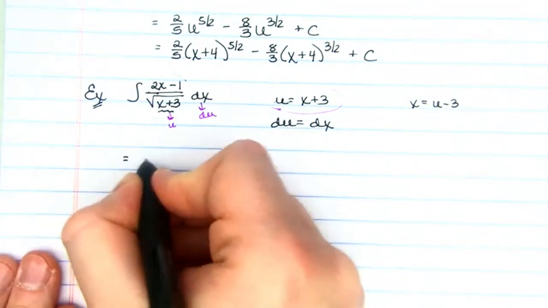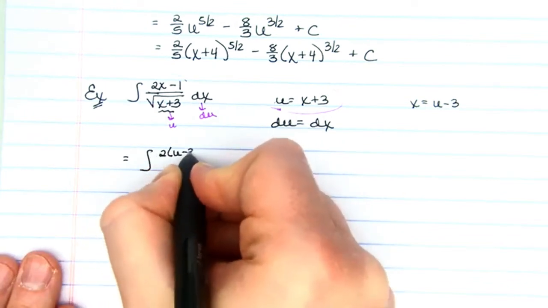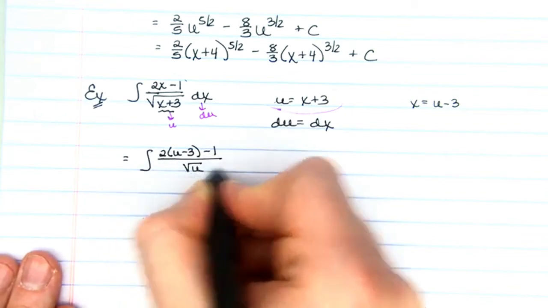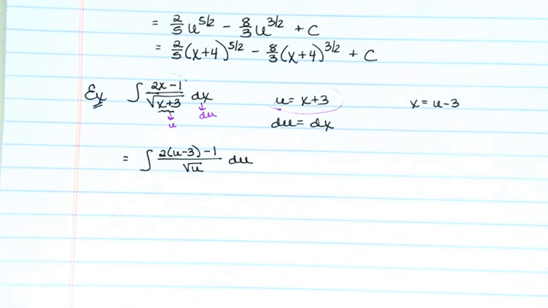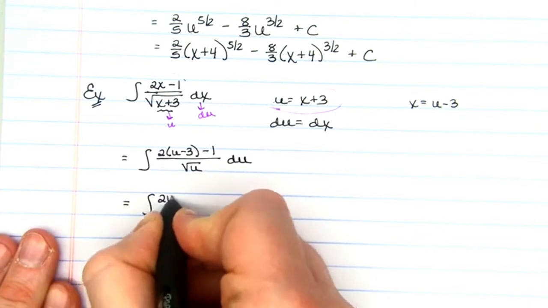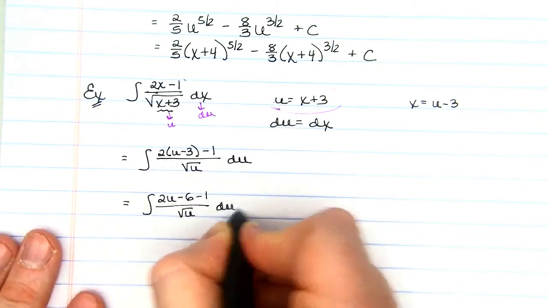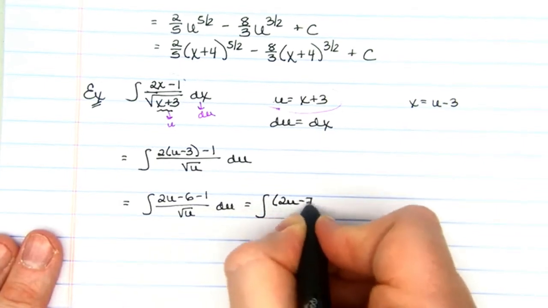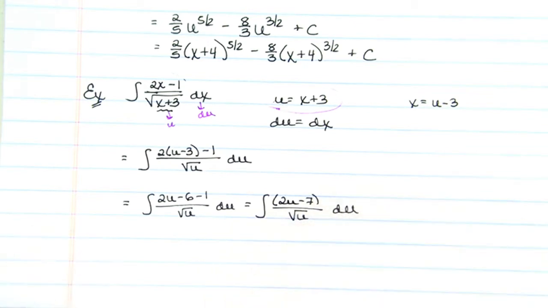I can now plug that in. This is the integral of 2 times u minus 3 minus 1 over the square root of u du. Let me distribute and clean things up top. Integral of 2u minus 6 minus 1 over the square root of u du, or I can say the integral of 2u minus 7 over the square root of u du.